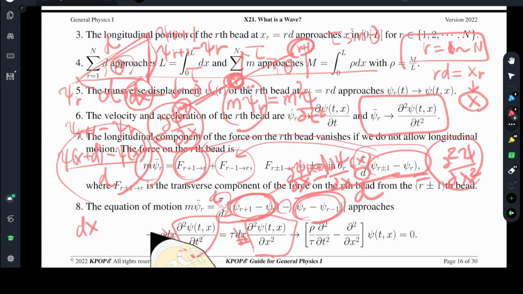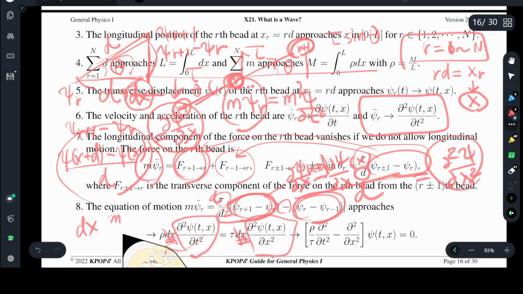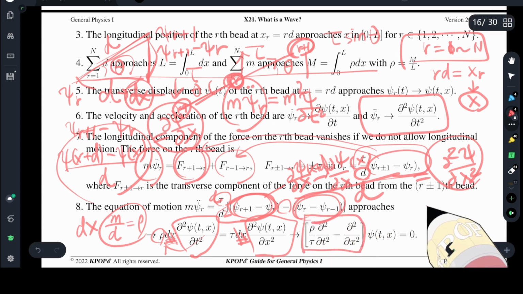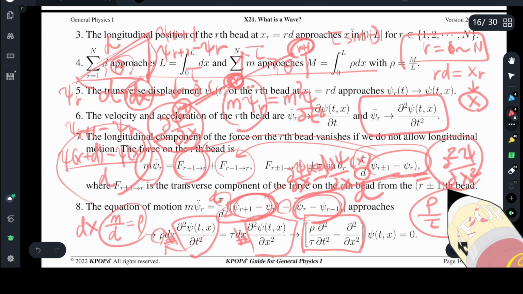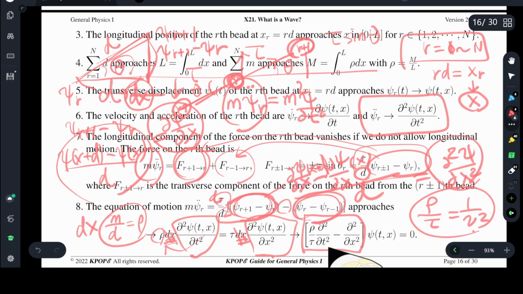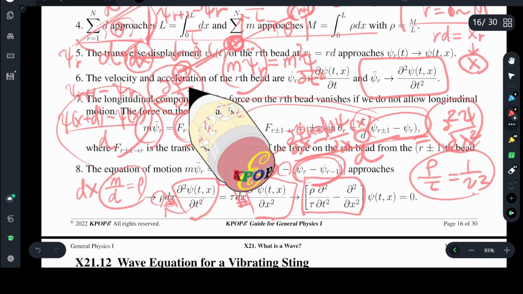So let's see. So m over d is rho. That's the reason why this one appears here. And the rho over tau appears. This is a wave equation. When we replace rho over tau with 1 over v squared, wave equation. We have shown that the vibrating string carries the wave, satisfying the wave equation. That's it.